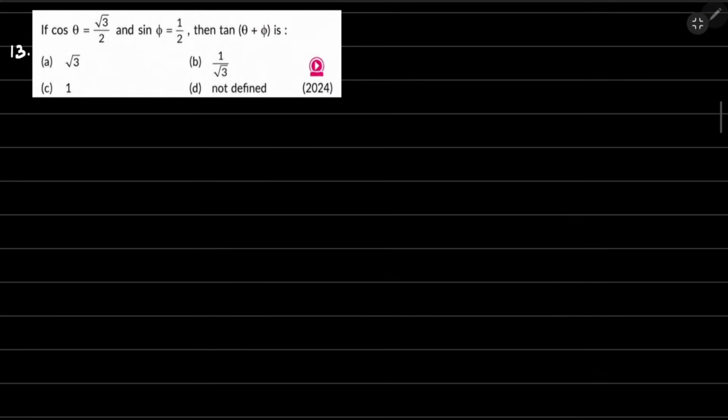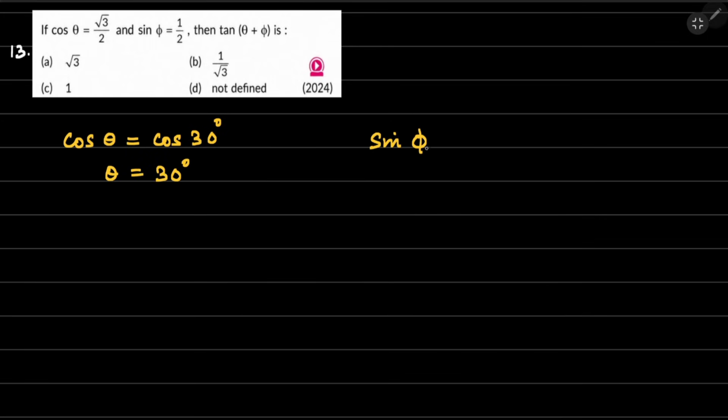You are given, if cos theta is root 3 by 2 and sin phi is 1 by 2, find the value of tan of theta plus phi. So again, here also you need the angles. So cos theta is equal to root 3 by 2. Cos of which angle is root 3 by 2? Any guesses? So cos 30 is root 3 by 2. So on comparing, you get theta is equal to 30 degree.